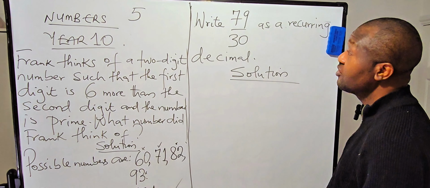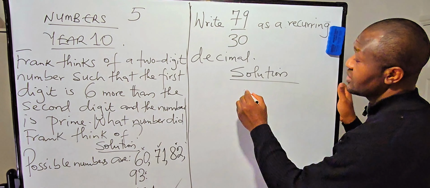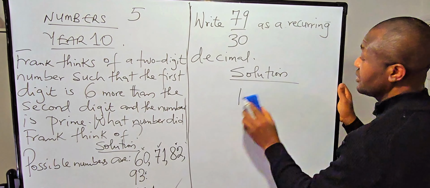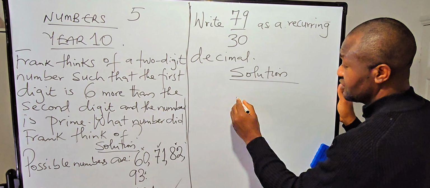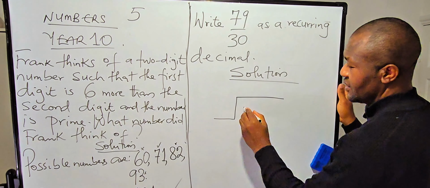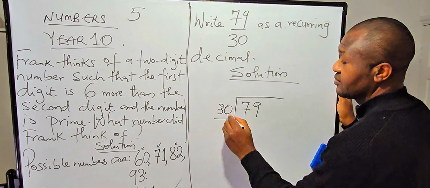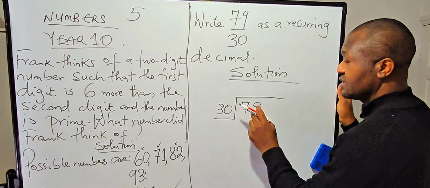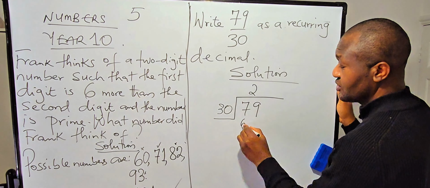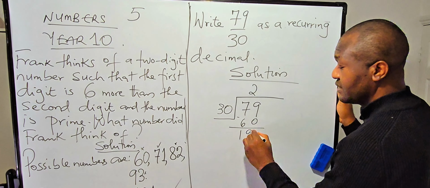Write 79 over 30 as a recurring decimal. Now the solution is simple. You go into long division. You write your 79 and 30 here. 30 goes into 79 2 times. 2 times 30 will give you 60. You subtract, and you get 19.